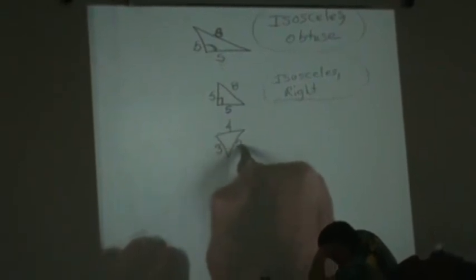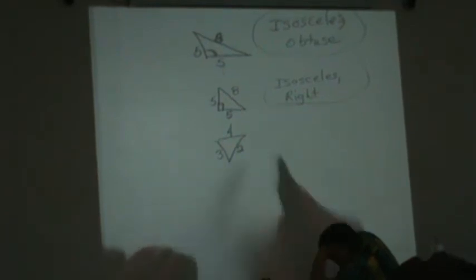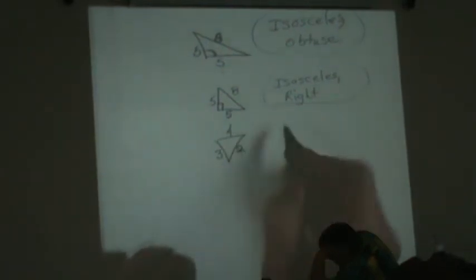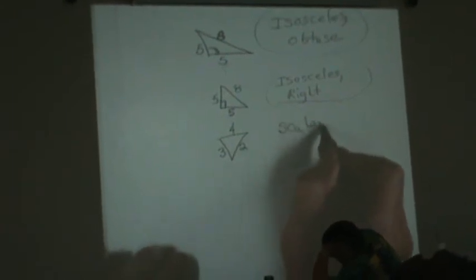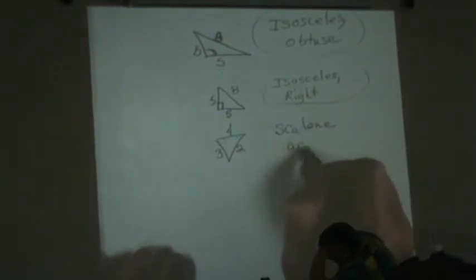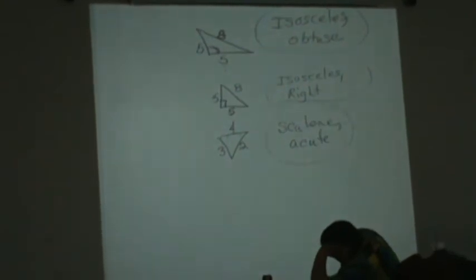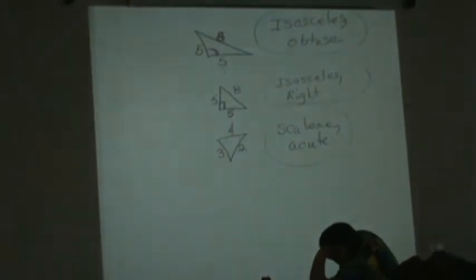Okay, let's do 4, 3, and 2, even though it doesn't look like it. Okay, according to the sides, scalene. According to the angle, they're all small, acute. Okay, so that's pretty much all that you're going to be using for the triangles.